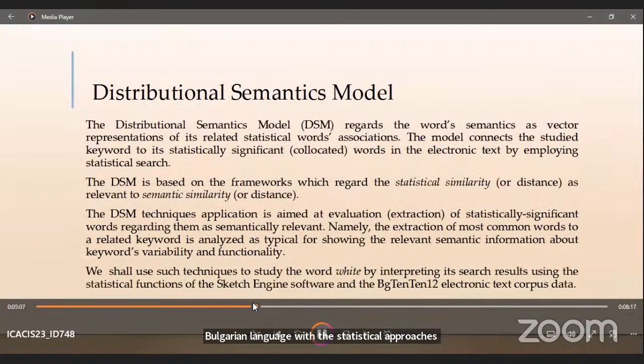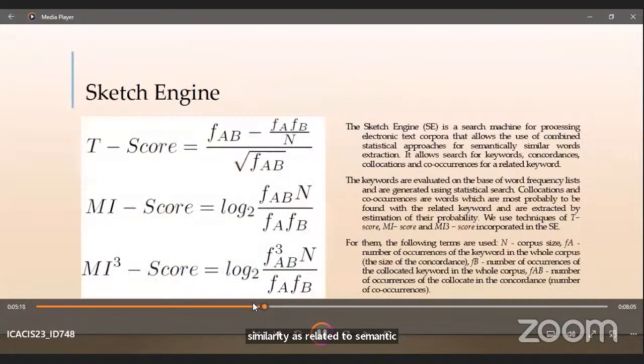We have used the distributional semantics model, which regards statistical similarity as related to semantic similarity. So if we get the most frequent words and their relations, we can be very sure that we can find the lexical relations in that way. For that, we have used the Sketch Engine software.